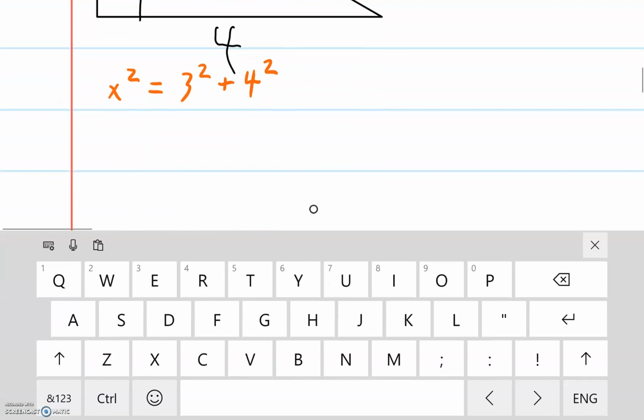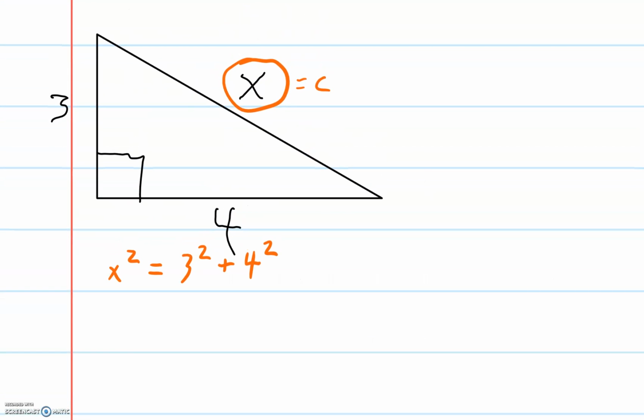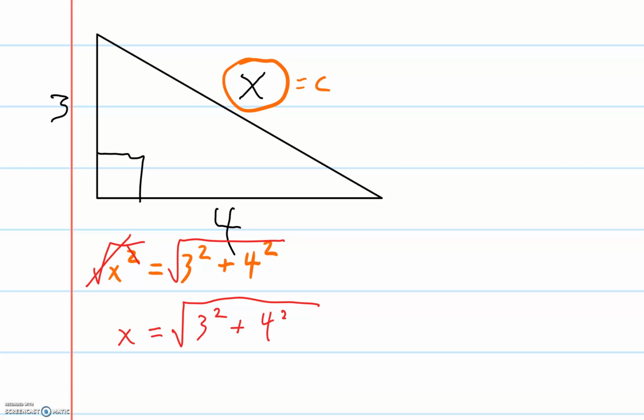So the opposite of squaring something is to square root something. So what we're going to do is square root both sides in order to move forward. So square root here, square root here. Now a square root and a square cancel out, and we're left with x equals the square root of 3 squared plus 4 squared.